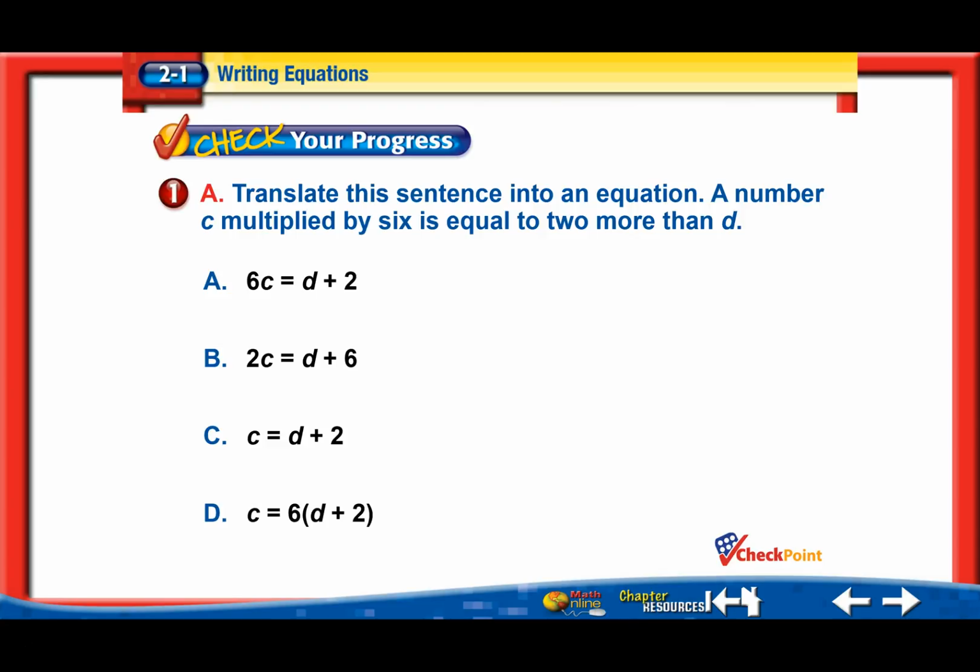All right, so translate this way. A number, C, multiplied by 6 is equal to 2 more than D. So C times 6, I could go C times 6, which is easier to write as 6C, equals 2 more than D. So either way works. You could go D plus 2, or you could do 2 plus D, because this is an interchangeable one by those properties we learned in the last chapter. So 2 comes out to A.